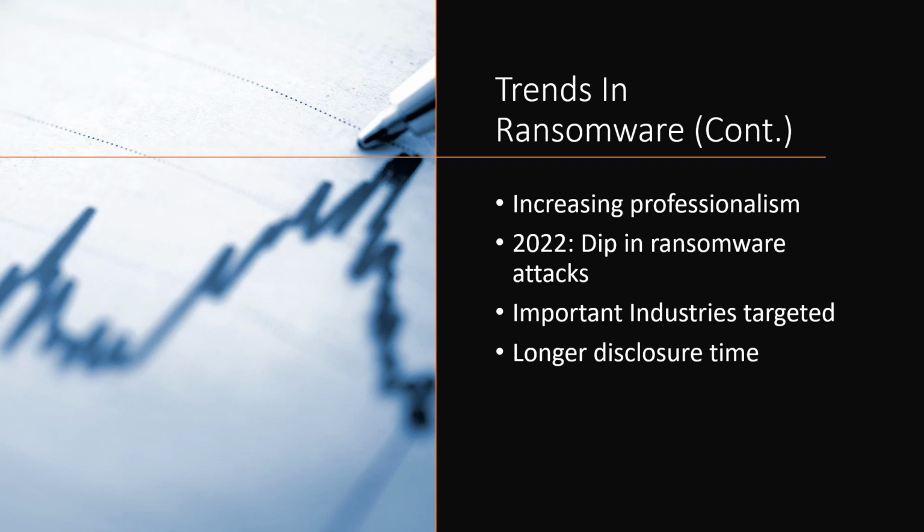And then in 2022, we saw a dip in ransomware attacks. This was due to several factors, a key one being international sanctions against Russia for the Ukraine war, and then increased law enforcement pressure. The sanctions caused a dip because Russian ransomware criminals weren't able to bring in money from the West due to those sanctions, so they attacked fewer targets in the West.